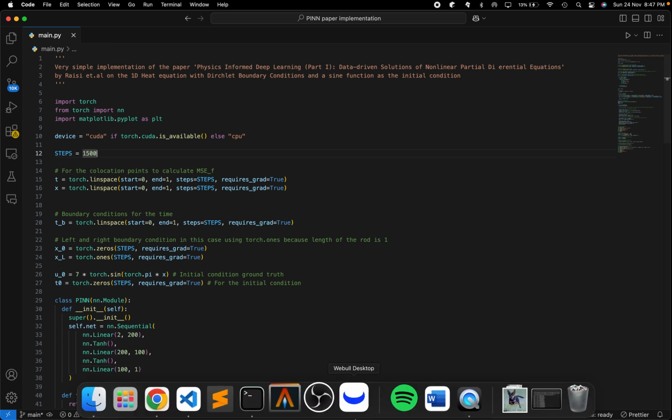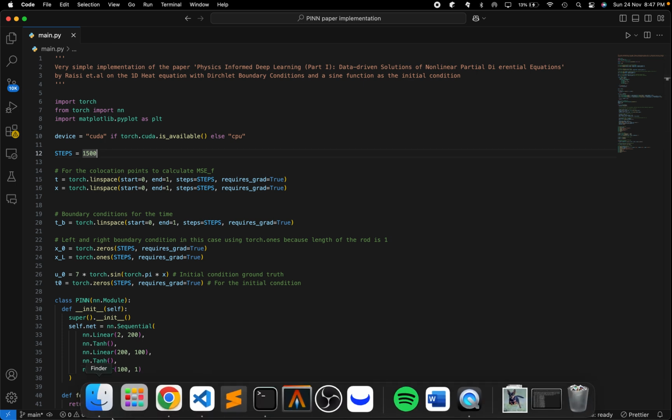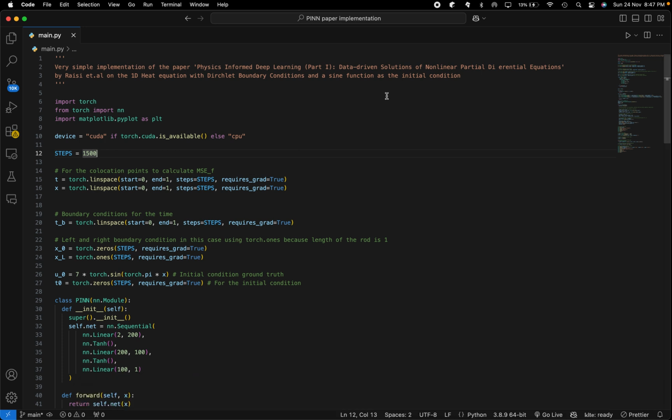So first off, the equation that we are choosing is the one-dimensional heat equation using Dirichlet boundary conditions and a sine function as the initial condition. If you don't know what this means, basically there's this equation known as the heat equation, which is used to model heat flow and temperature distribution over some kind of body. It's 1D, meaning it can model a temperature distribution over a one-dimensional line, and it's a function of two things: a function of x and a function of time.